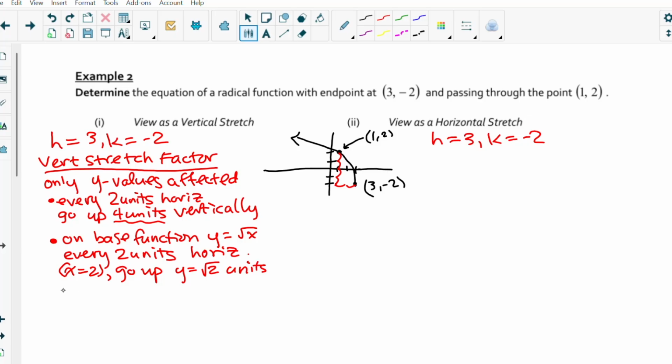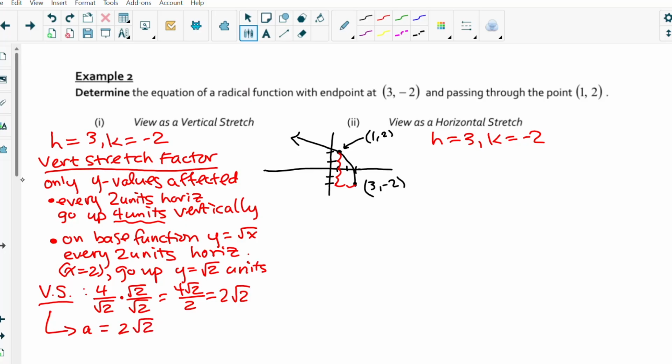So how is it transformed? So I'll say vertical stretch is Vs. The vertical stretch is 4 divided by square root of 2. So every 4 units on the transform function, I'm going square root of 2 units on the base function. Let me rationalize that, folks. Therefore, my a value is 2 square root of 2. That's the vertical stretch factor.